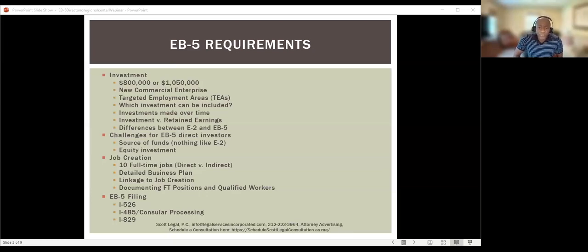Now, one thing I will say is that the investment amounts that I just went over were another big change made in March of 2022, because before that, the investment amounts were 500,000 and $1 million, right? So quite a significant difference between what was a TEA and what was not. But now you see that the $1 million just went up $50,000, and the minimum amount went up $300,000. So they're a lot closer.